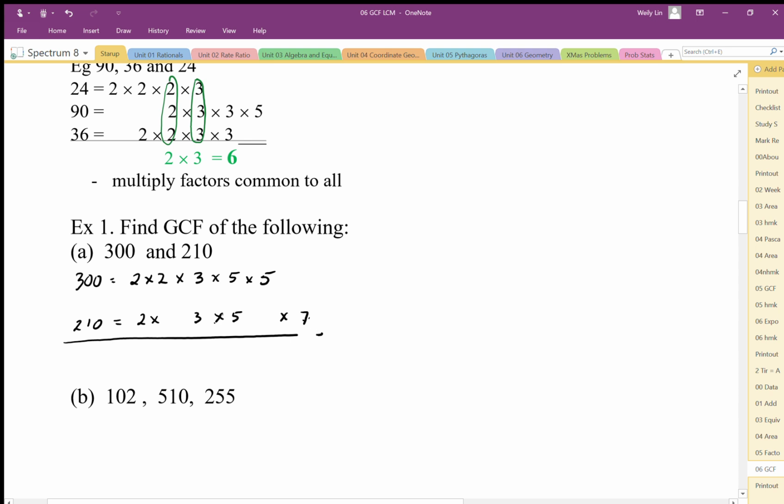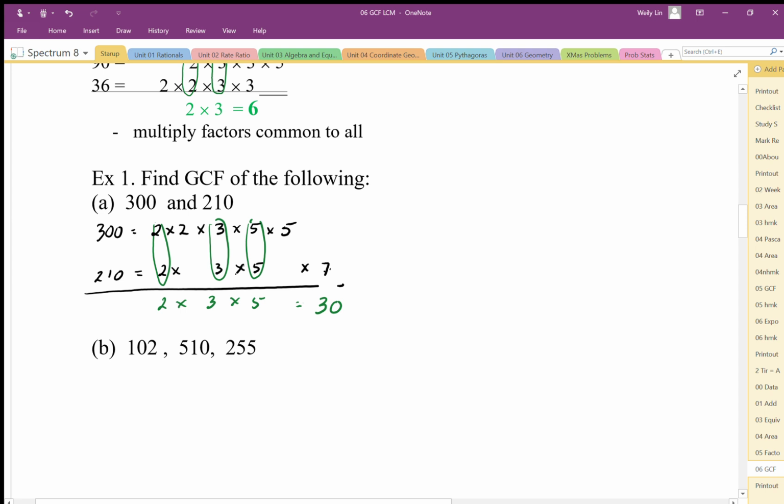When we look at the common factors involved here, we're going to end up with 2, 3, 5. So the greatest common factor is when we combine all those common factors. So we end up with the greatest common factor works out to be, in this case, 30.